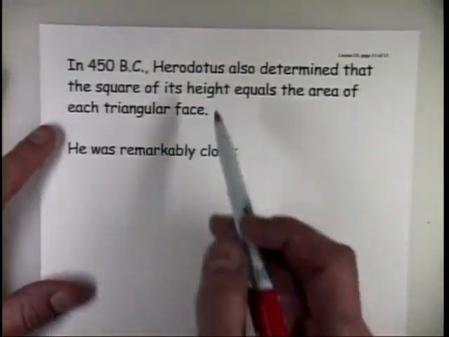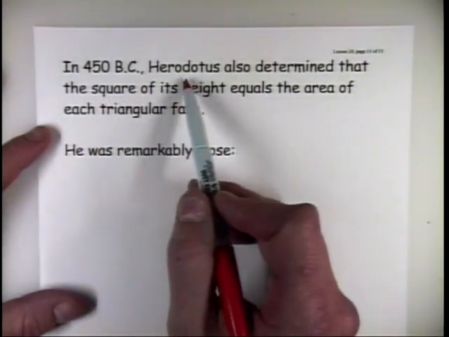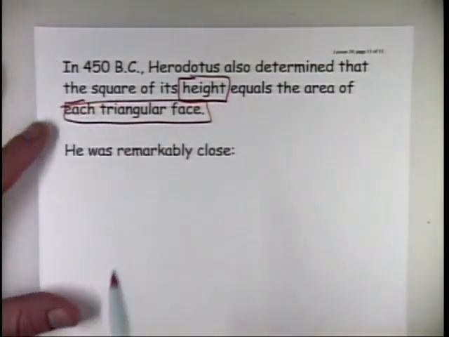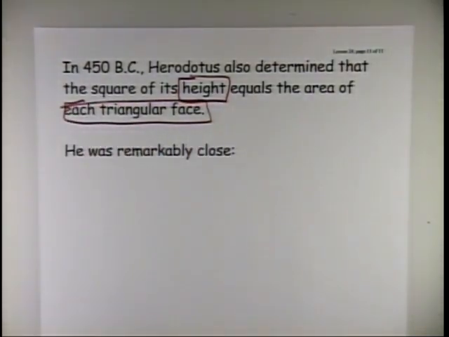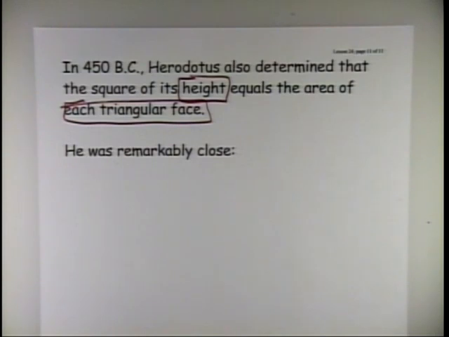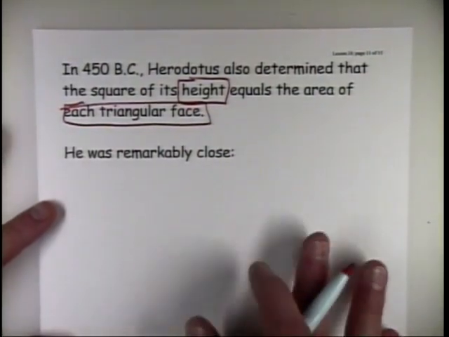Let me show you what he did. He determined that Khufu's pyramid, that the square of the height equals the area of each triangular face. He did that with the crude mathematics of the day, they didn't have the formula chart like you have. He determined that the height squared equals the area of each triangular face. And we don't have time to do all the calculations, but I can tell you that he wasn't spot on, but he was remarkably close for the technology or what was known for the day.